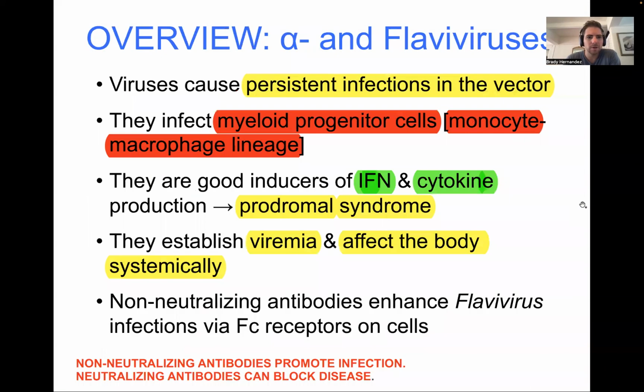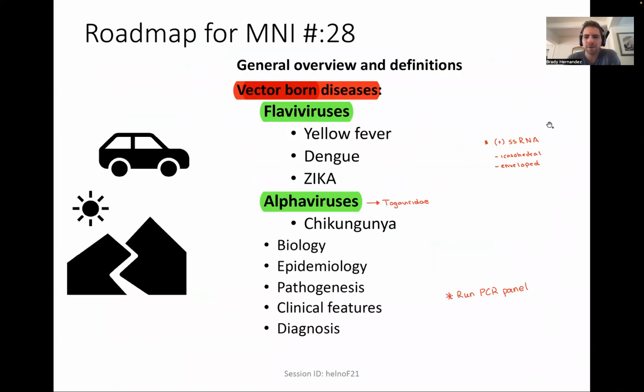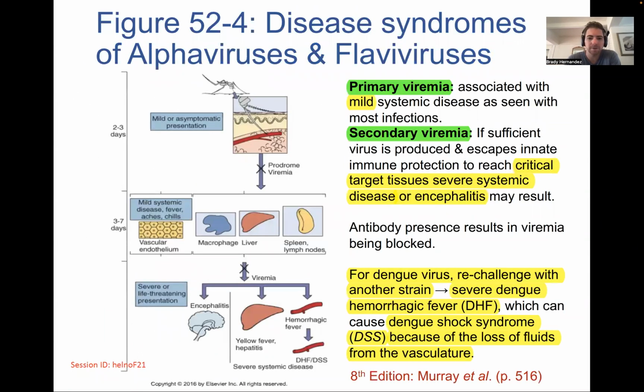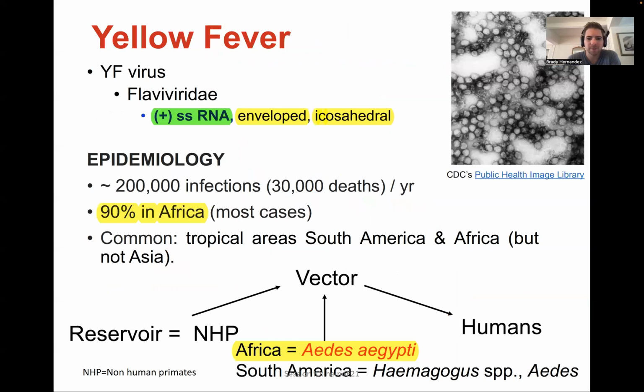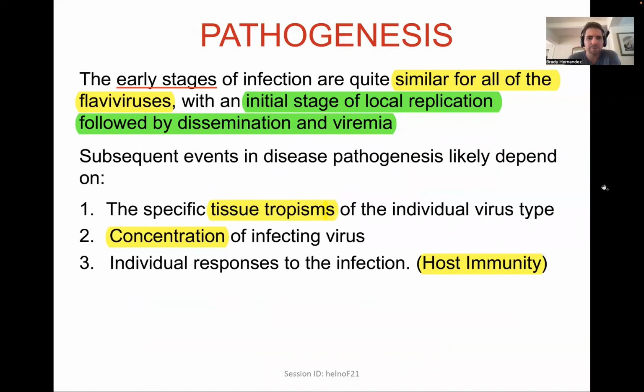I believe they are all single-stranded, yeah, all single-stranded RNA positive, icosahedral, enveloped. You could run a PCR to figure it out. All right, so here we go, yellow fever. It's where you primarily see it, so look for recent travel.